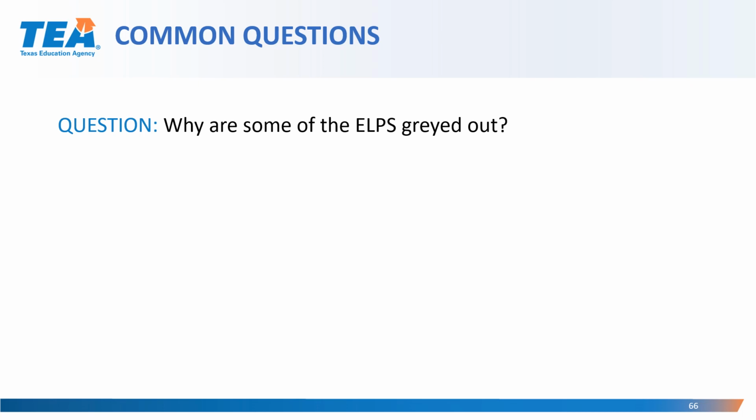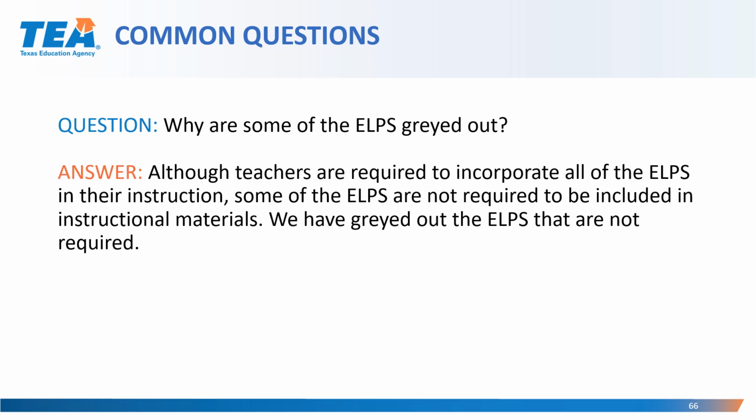If you've forgotten the ELPS correlation training by the time that you get ready to complete your correlation document, you may be asking why some of the ELPS are grayed out. And the answer is that although teachers are required to incorporate all of the ELPS in their instruction, some of the ELPS are not required to be included in instructional materials. We've grayed those out on the correlation document.